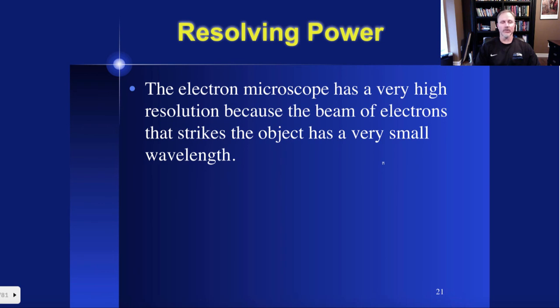Electron microscopes have a very, very small wavelength, okay, and a very small aperture, and that's what's going to allow that high resolution that you wouldn't get from a light microscope that you do get from the electron scope, okay.